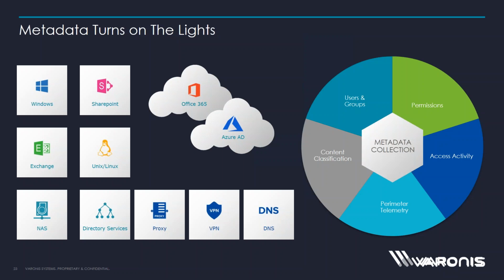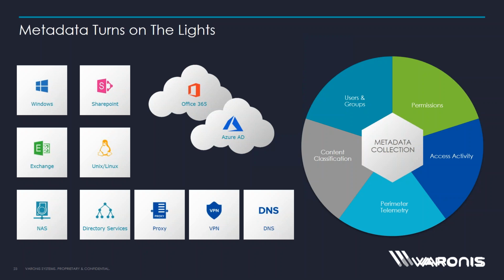So Varonis is focused on that unstructured data. We give visibility into all those data sources you see there: Windows, SharePoint, OneDrive. We've just started to turn on additional cloud storage platforms that we're looking into. We look at the permission structure, we look at the users and groups, we understand who's got access to what data, we classify that data, so we understand which part of that data is sensitive. We see how users are interacting with that data, and then we can start also to take in perimeter telemetry as well, so proxy, VPN, and DNS.